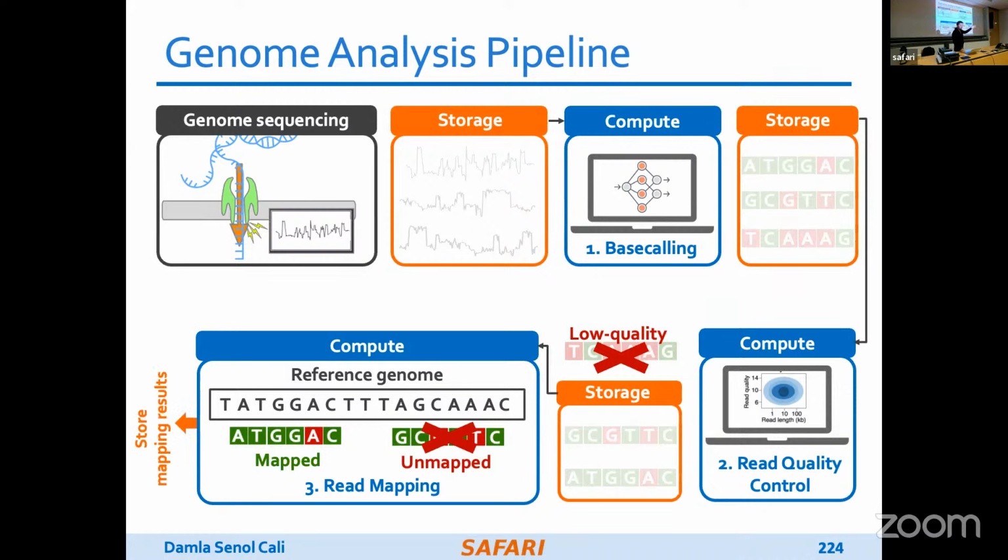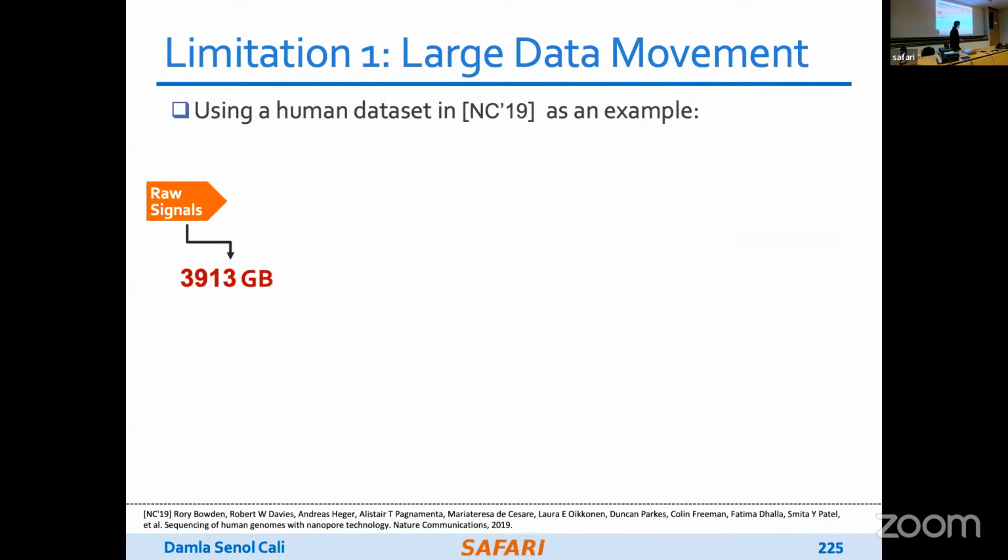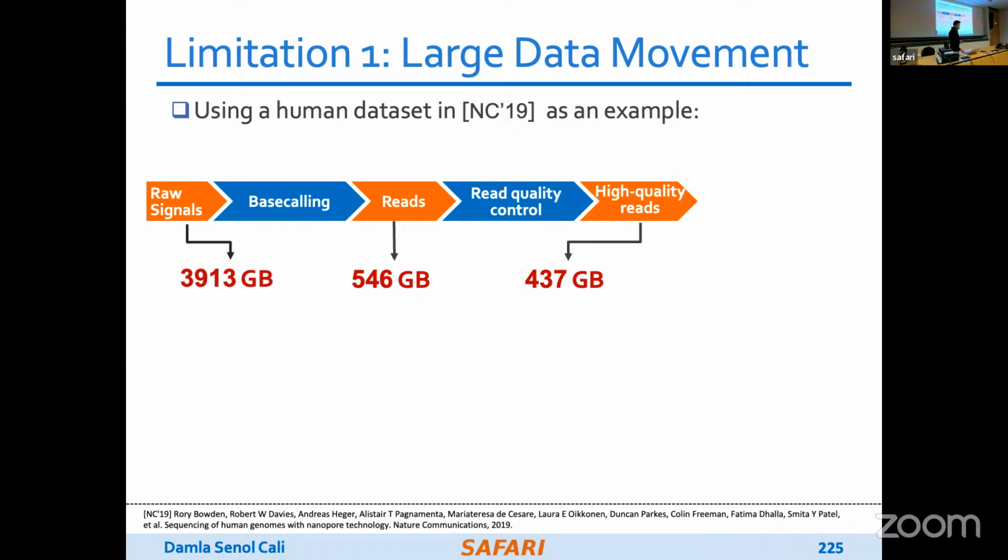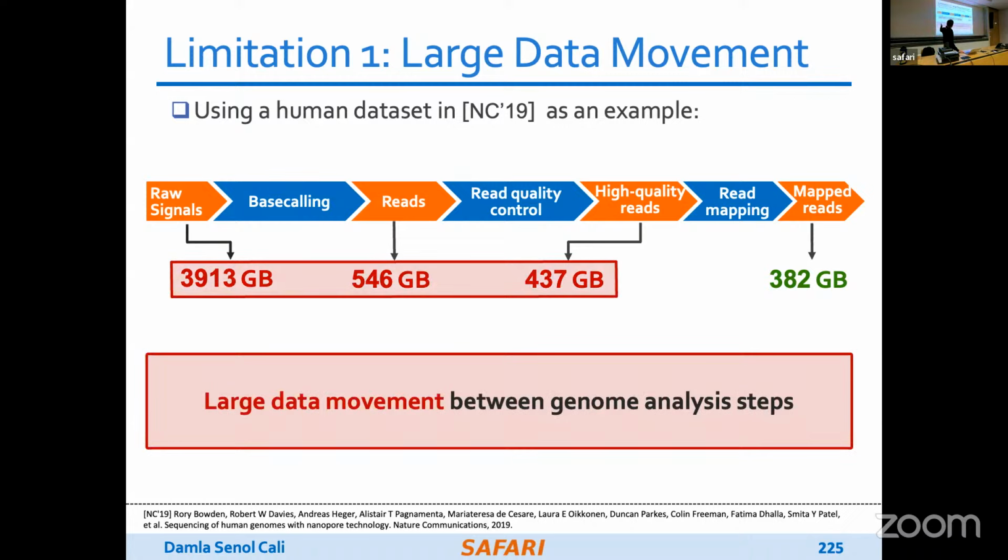so that we can generate our answers? This is problematic because the raw electrical signals we are generating move to base calling, but we end up getting smaller data. This moves to a further step in the genome analysis. So what we end up getting is data much smaller than what we started with. But the key here is that there's a large data movement across the steps, and the question is, can we avoid this?